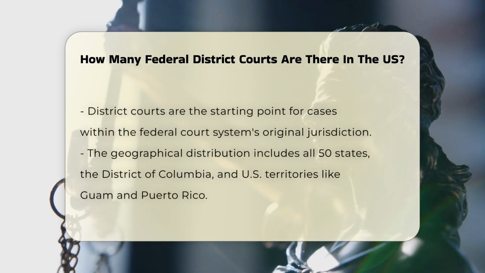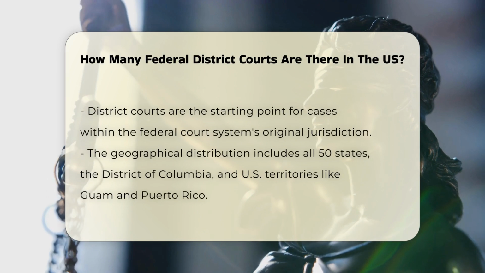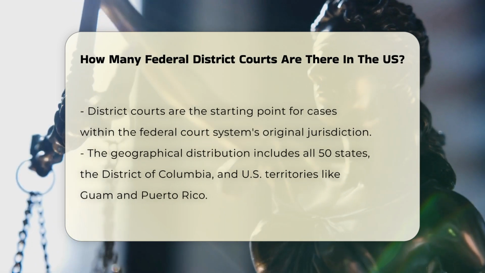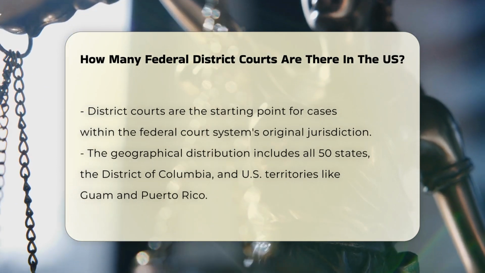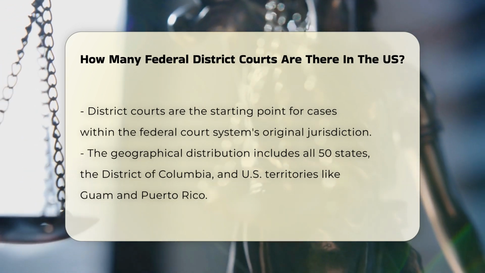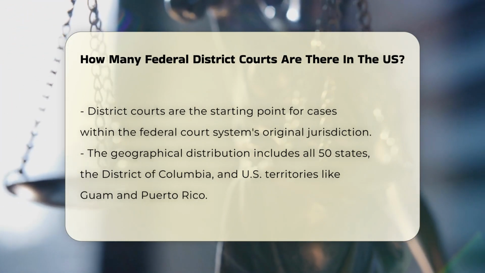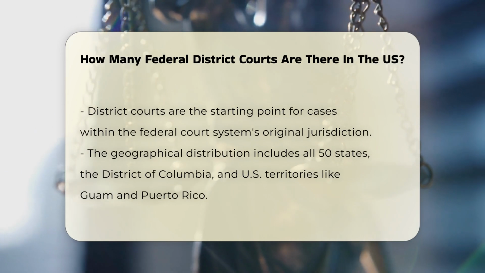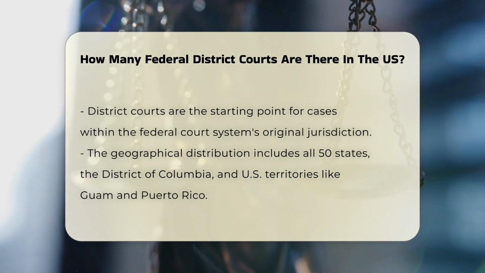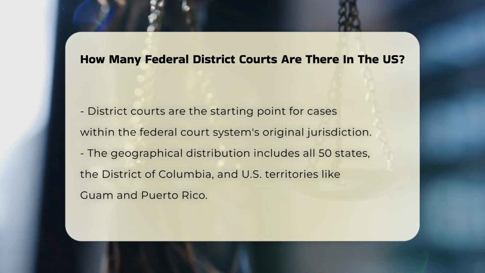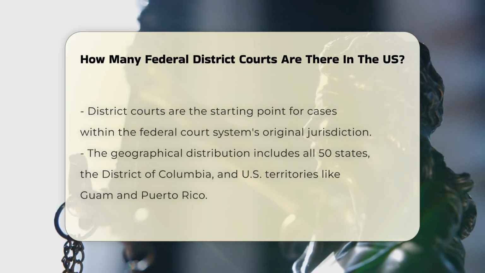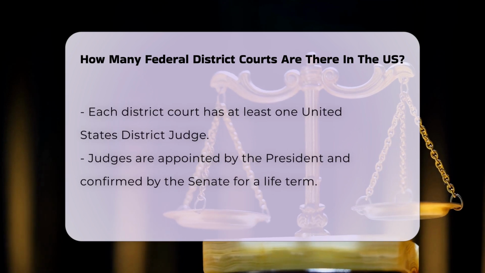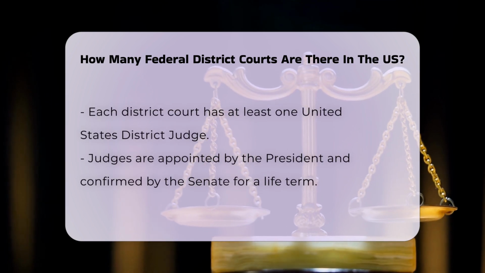The geographical distribution of these courts is extensive, covering all 50 states, the District of Columbia, and several U.S. territories such as Guam, Puerto Rico, the U.S. Virgin Islands, and the Northern Mariana Islands. Each district court has at least one United States district judge who is appointed by the president and confirmed by the Senate for a life term. These judges are responsible for managing the court and supervising its employees.